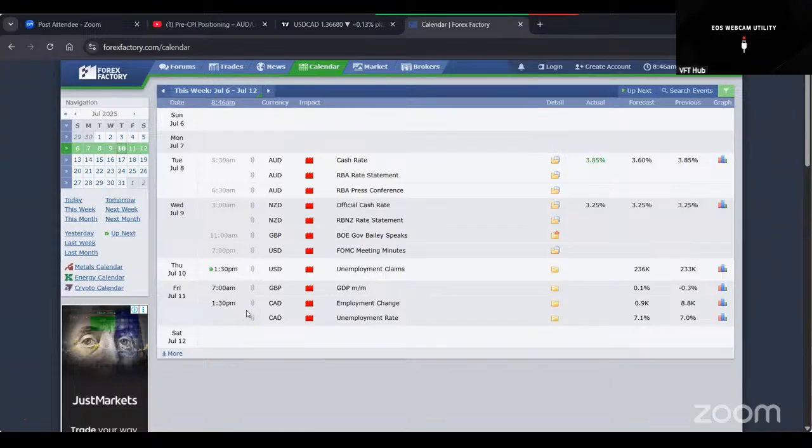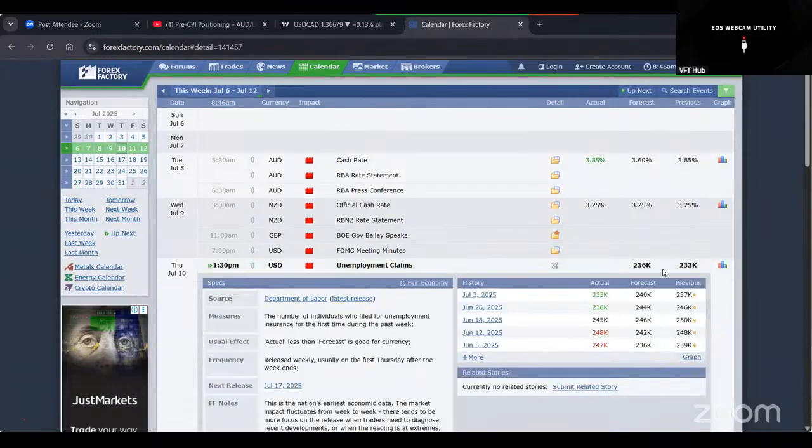So we do have a news release coming out by 1:30 p.m. That's unemployment claims on the dollar. Watch out for that. Let's see how the actual comes out as against the forecasted, because that would also play a major role in what happens with these asset classes we just looked at, because they are all dollar correlated. So what is forecasted to come out is 236K.